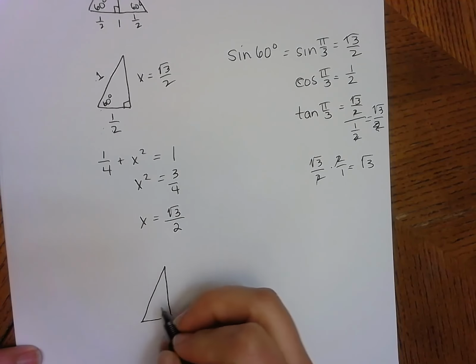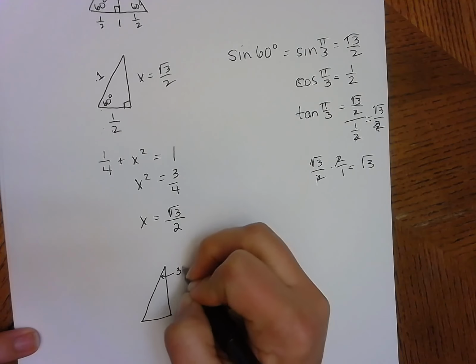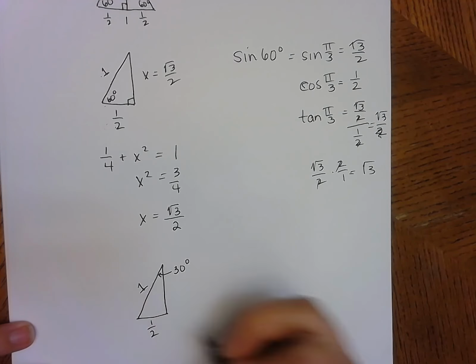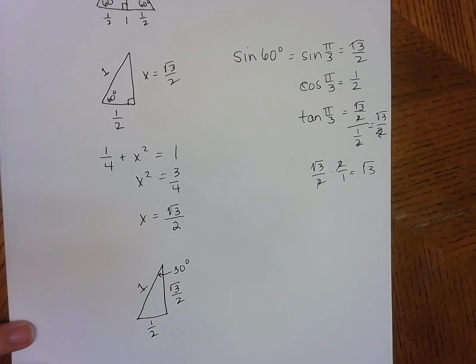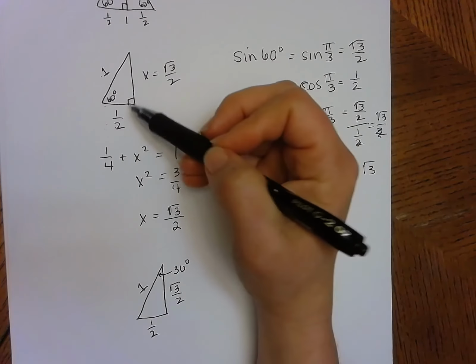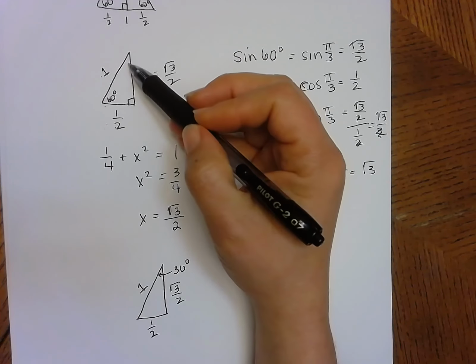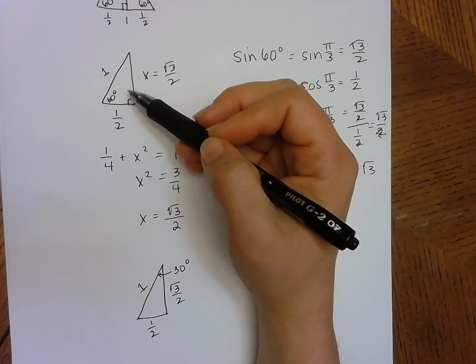This time, this is my angle up here. This is my 30-degree angle. This is still side 1. This is still a half. And this didn't change. This is still the square root of 3 over 2. So my measurements didn't change. It's just that if this is 30 degrees here, and this is 90, that means this one up here also has to be 30, because there are 180 degrees in a triangle.